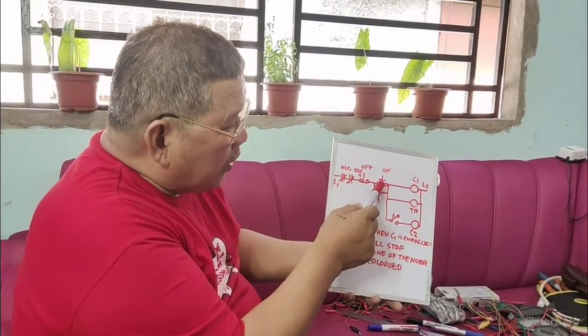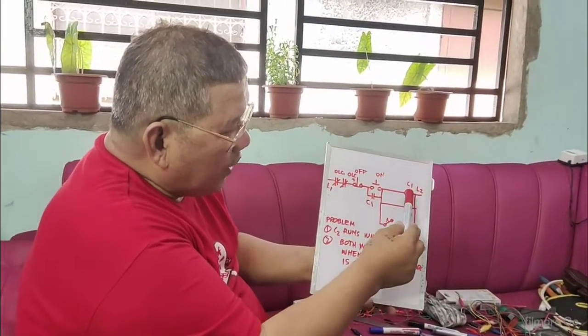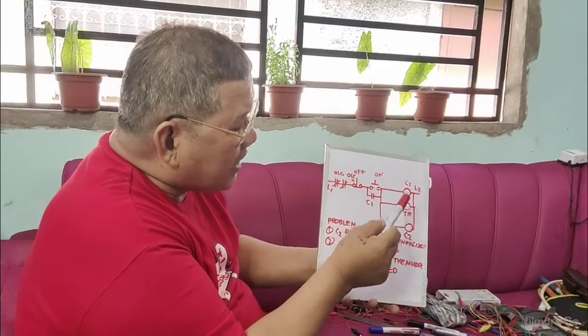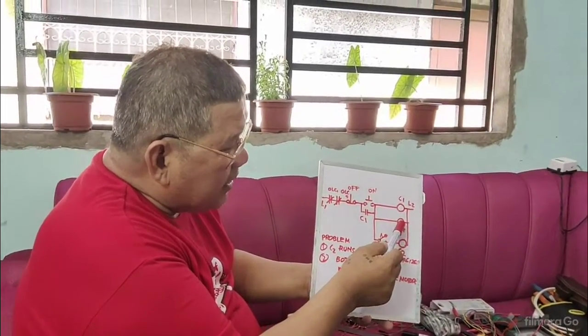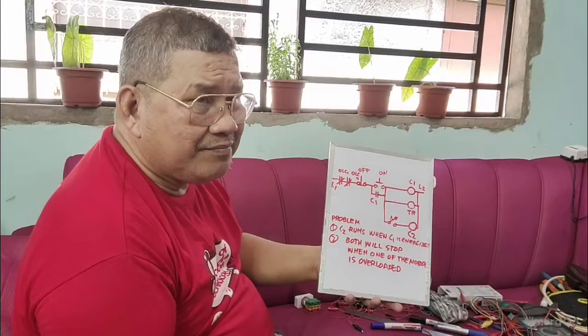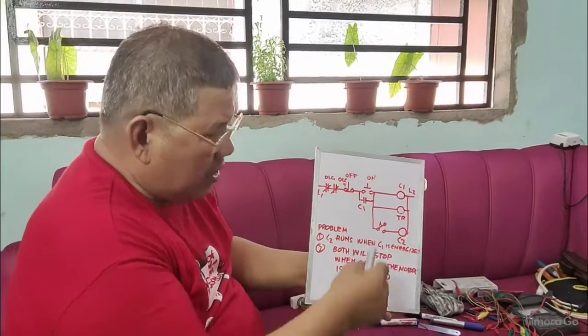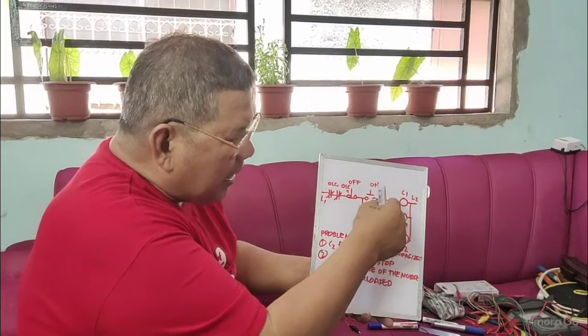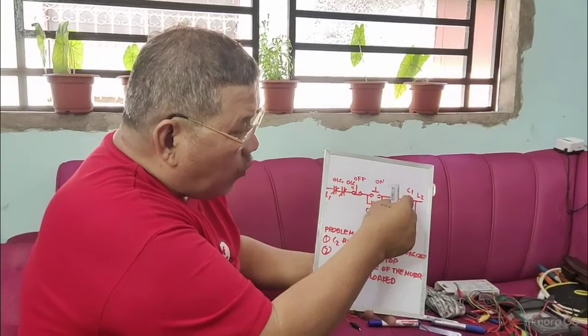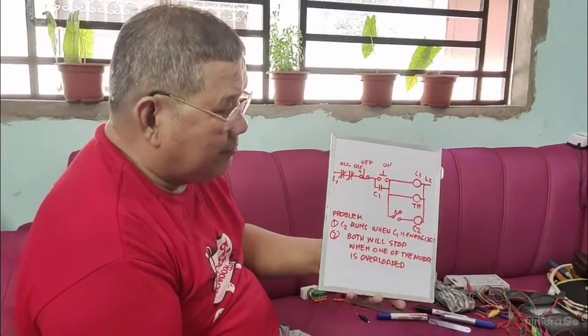I press the on button here. Then of course, this will energize, this will close. At the same time, the timer is now running because the magnetic coil is energized, considering that it is connected in parallel to the magnetic coil of your conveyor number 1.